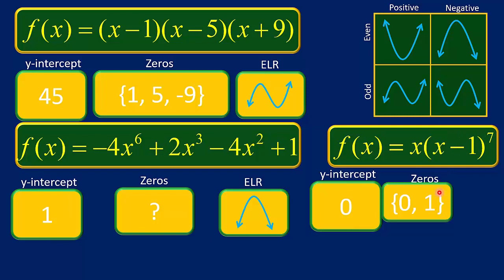Now, as far as the extreme left and right behavior, notice that this is the 7th degree right here, but then you're multiplying by this x. So this is an 8th degree polynomial. The leading coefficient is positive, so it's even and positive, so it's going to look like this. There you have it.